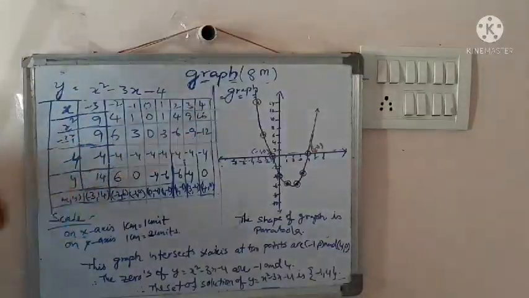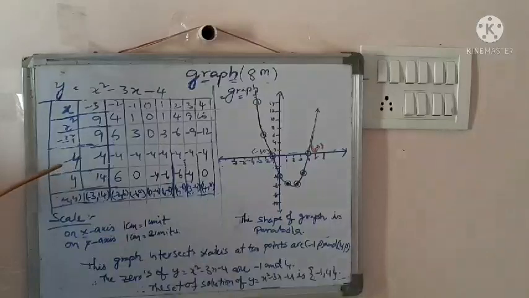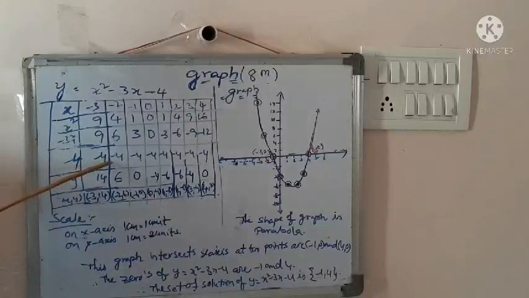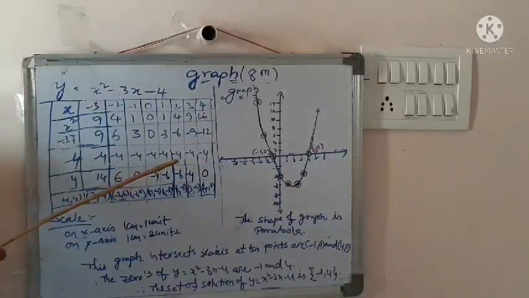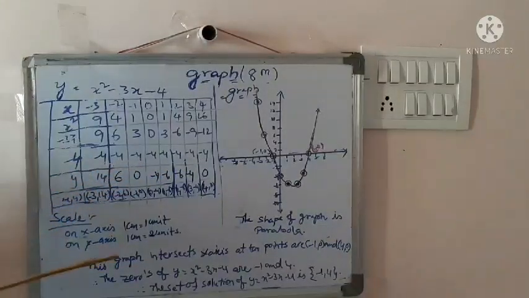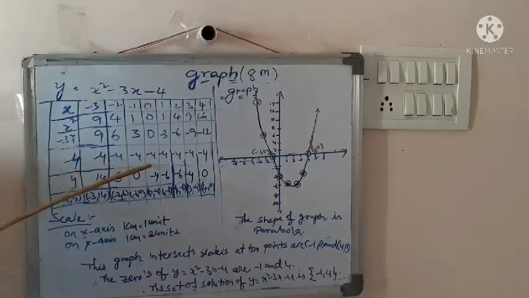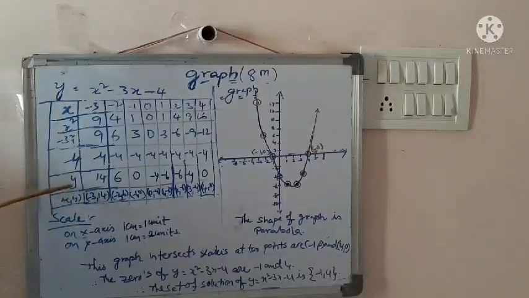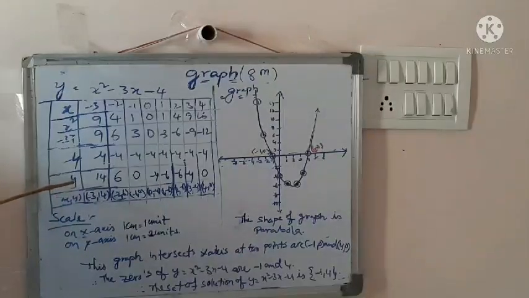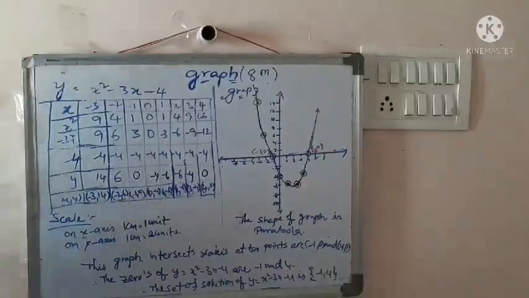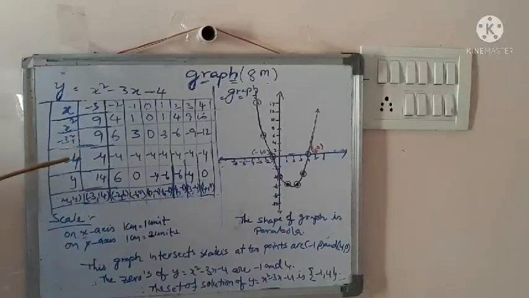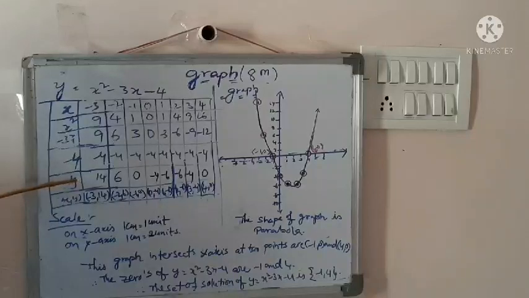This column is completed. And the next column is minus 4. This number we write as it is in all these rows. And now the y value. How do we get the y value? See this. The x square value, minus 3x value, minus 4 value are added. Then you will get the y value.